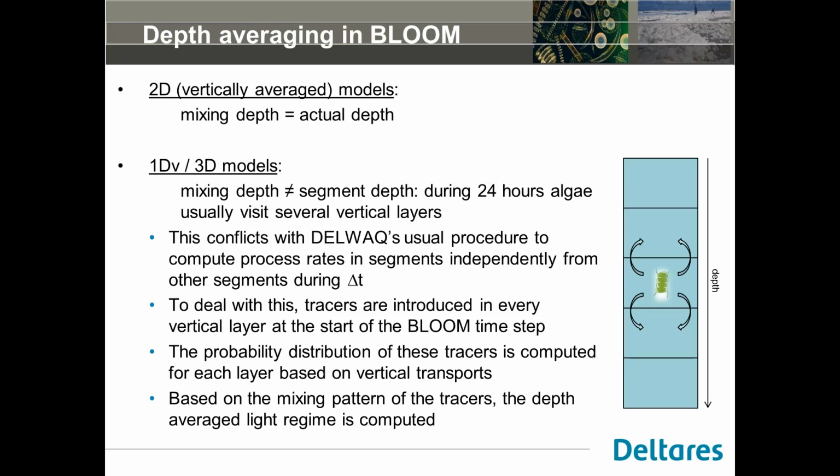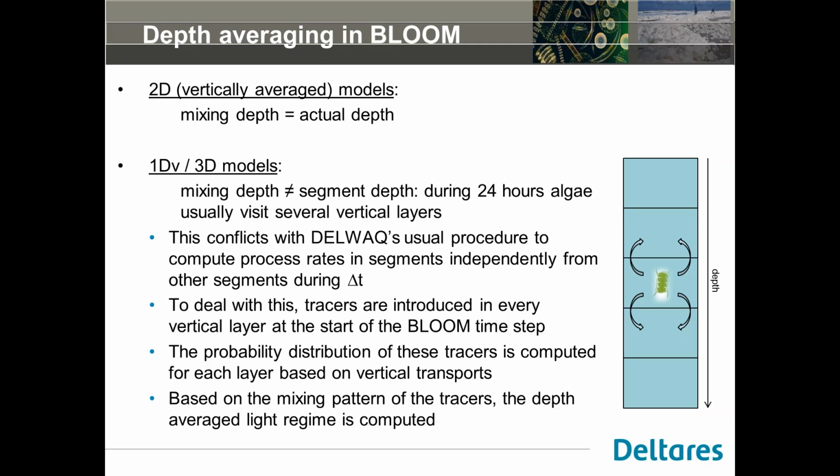The next point to consider is depth averaging, because light varies with depth. In case of vertically averaged models, such as 2D models, the situation is actually quite simple, because the mixing depth of the phytoplankton equals the actual physical depth of the segment, and that can easily be dealt with. Things get more complicated in 1DV and 3D models, because in those usually the mixing depth will not equal the depth of the segment.